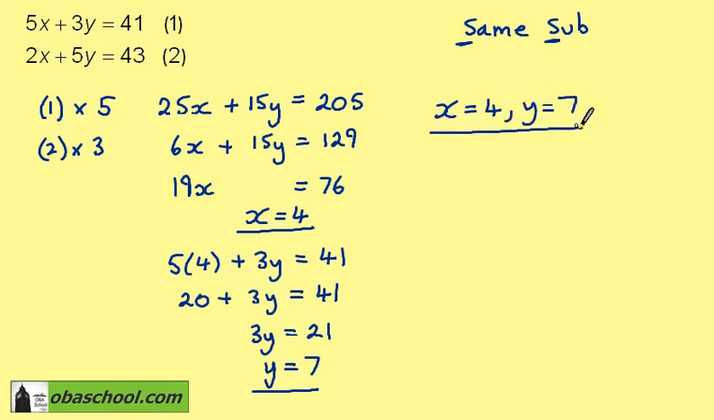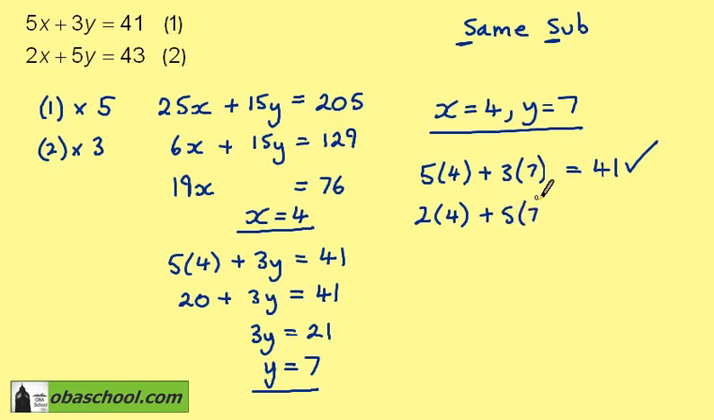We should check these in our original equations. 5 times 4 plus 3 times 7 is 20 plus 21, which is 41. And 2 lots of 4 plus 5 lots of 7 is 8 plus 35, which is 43.